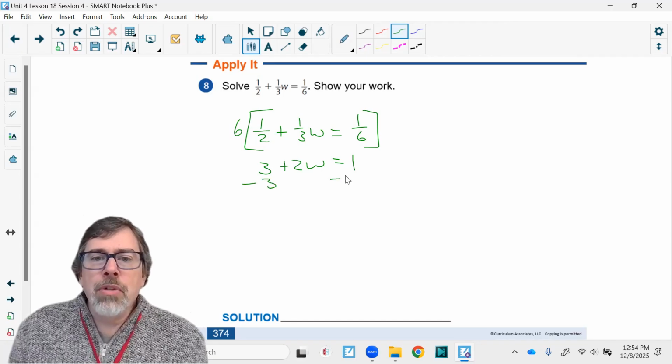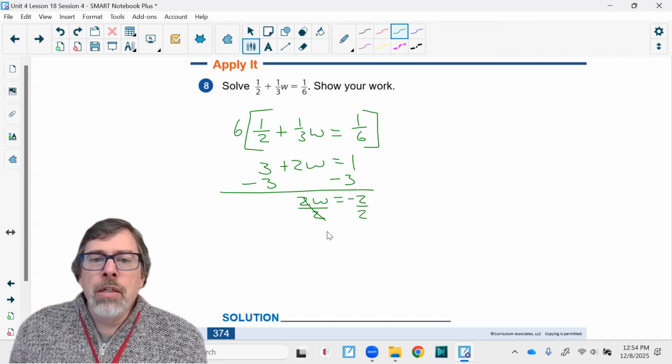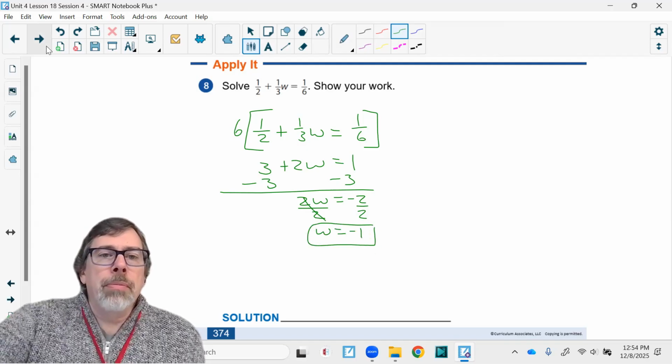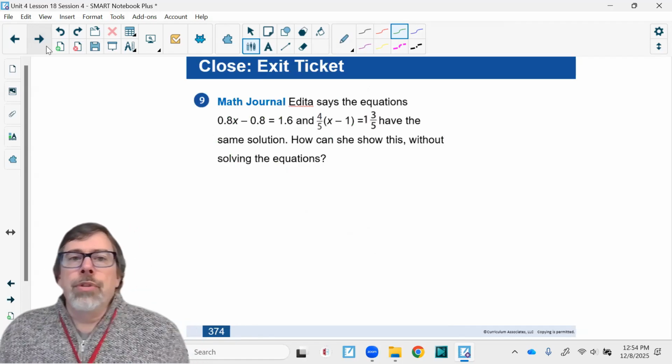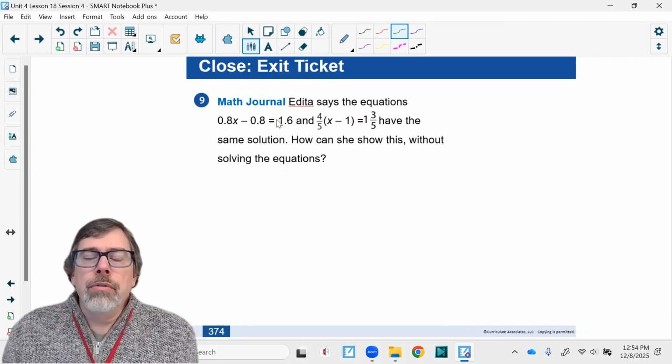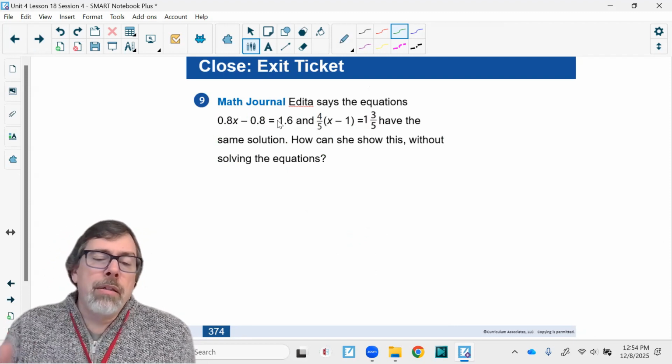Subtract 3, 2w equals -2, divide by 2, divide by 2, cancel, w equals -1. Okay, next problem. Close exit ticket, check your work. Do this, pause video, come back, see how you did.